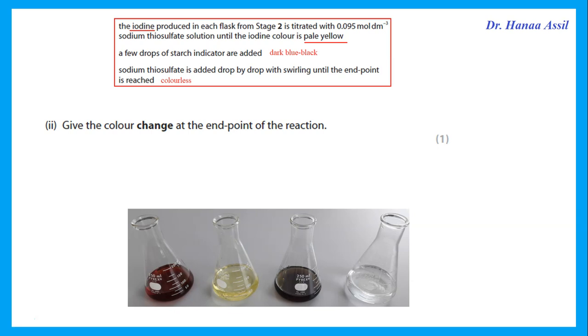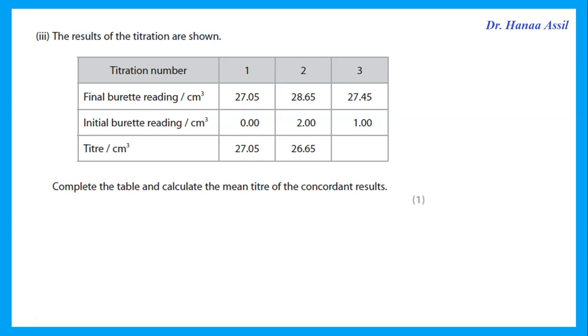Starch with iodine gives a dark blue-black color. So we add the sodium thiosulfate until all the iodine is used up. That means the dark blue-black color changes to colorless. So these are the changes in color when we do a titration of something that has iodine with sodium thiosulfate.